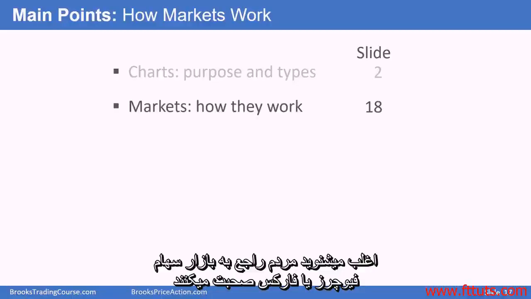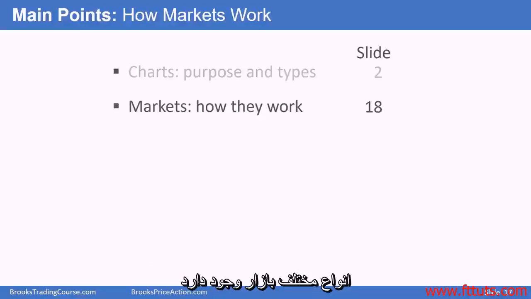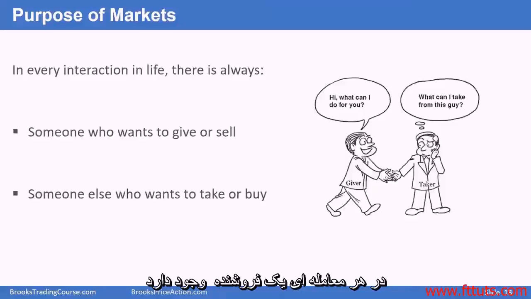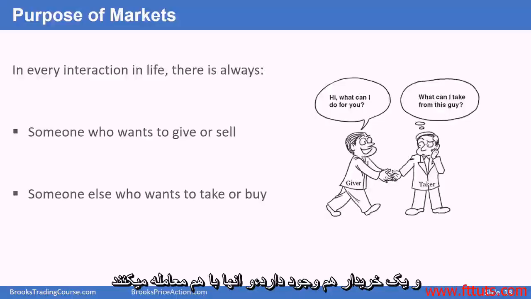You'll often hear people talk about the market, or the stock market, or the futures market, or the forex market. And there are many types of markets. In every interaction in life, there's always somebody who wants to give or sell something, and there's always somebody else who wants to buy something, and they trade between one another.